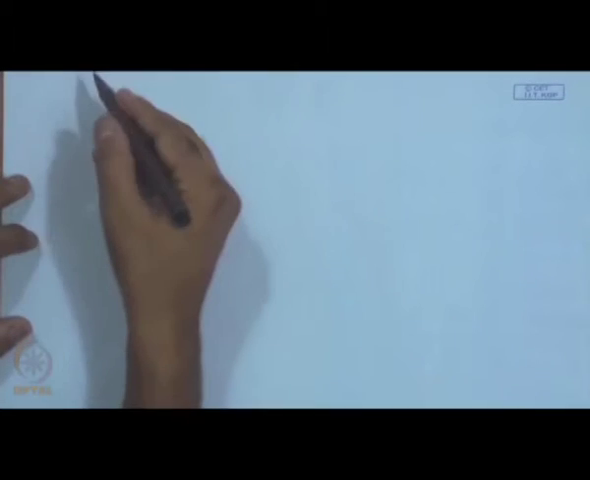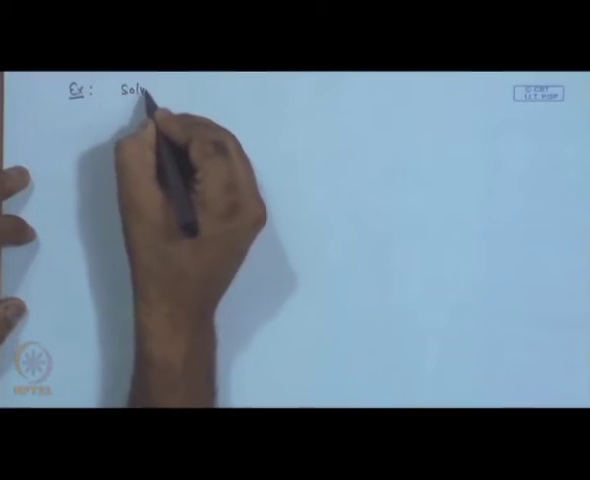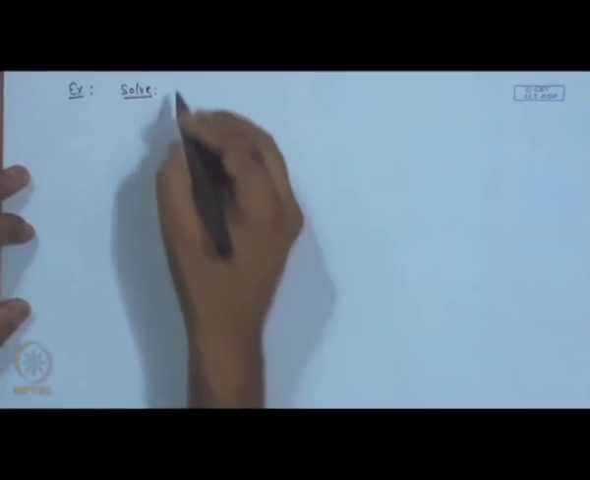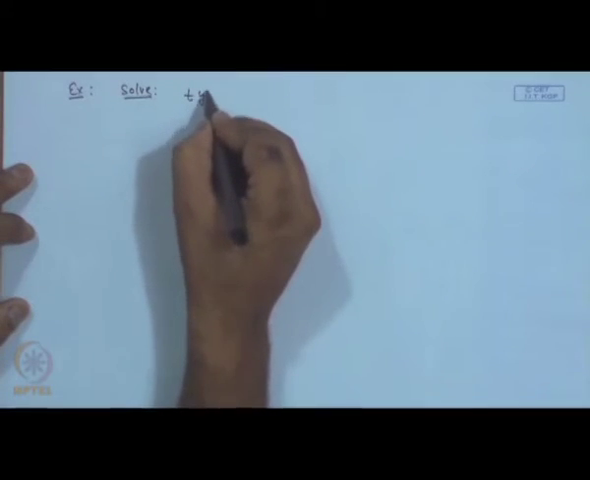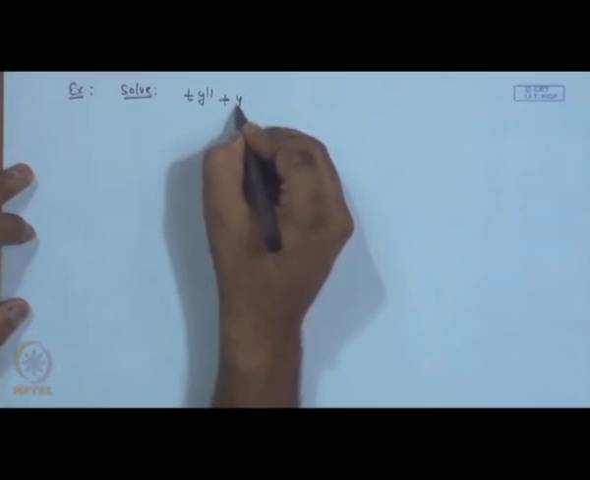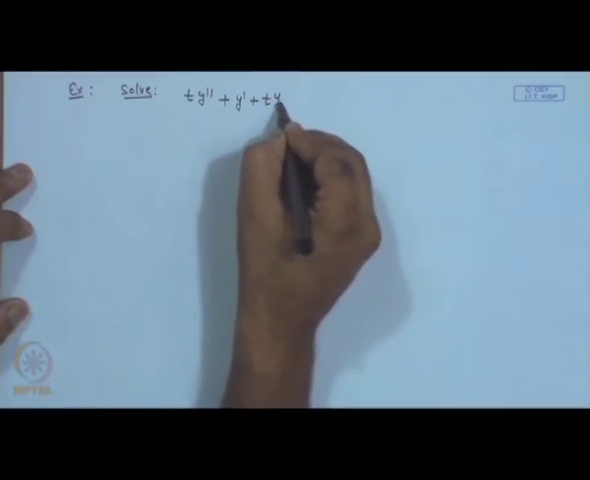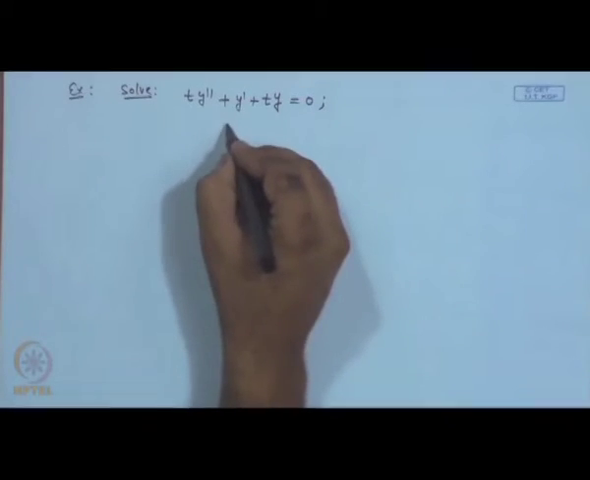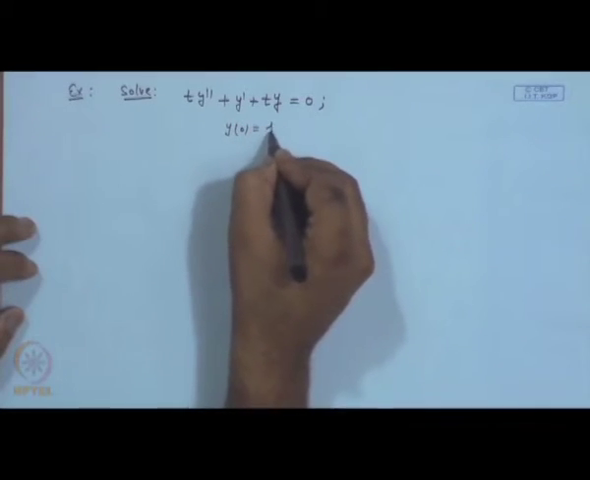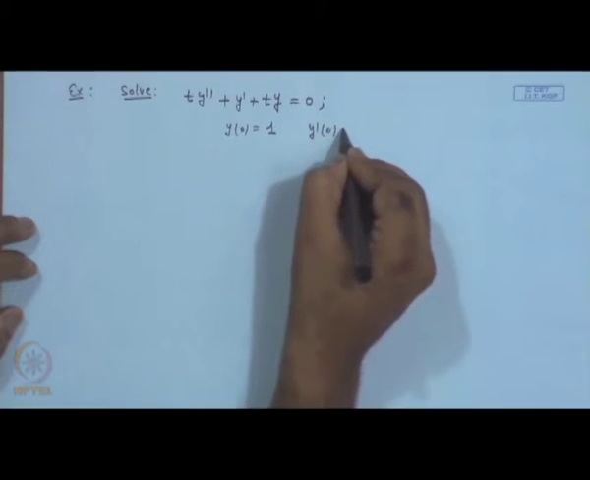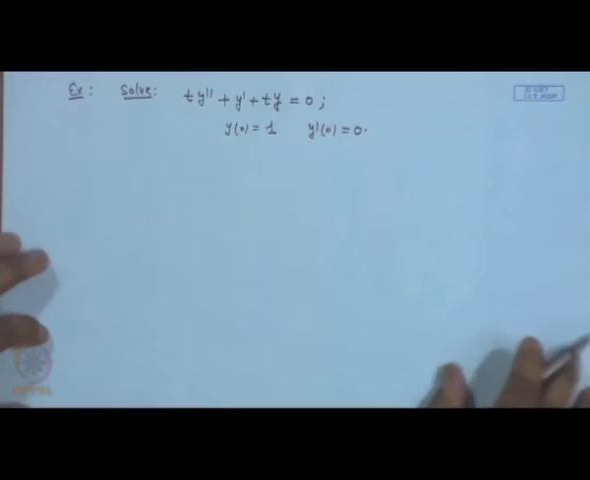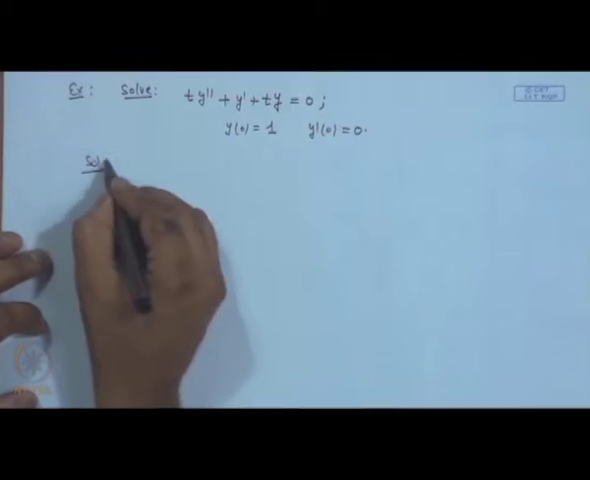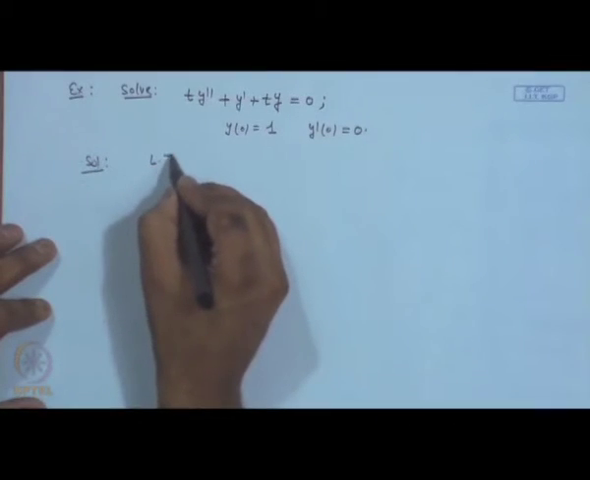Okay. So, we take another example of a similar kind. Here we have to solve t y double prime plus y prime plus t y. So, here also we have variable coefficients, and y(0) is 1 and y prime(0) is 0. Solution, again we take the Laplace transform.